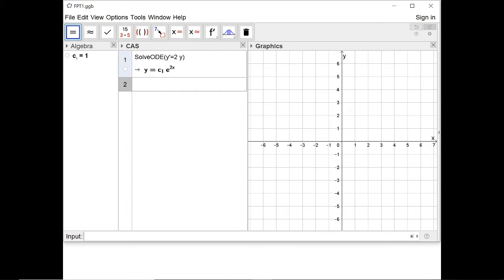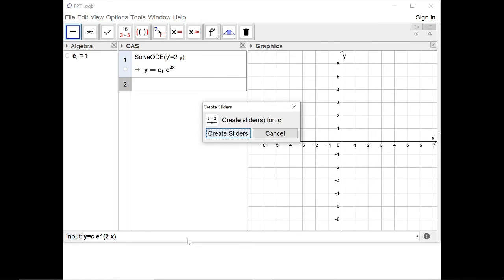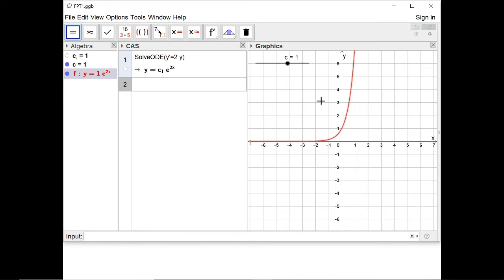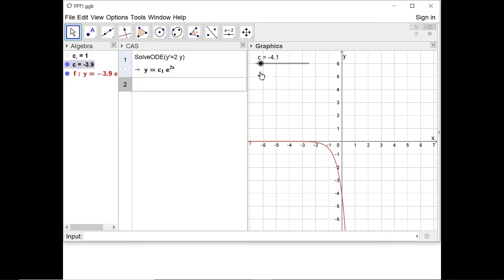So let me plot that in the graphics window. Y equals c times e to the 2 times x, and I've got it to give me a slider for c, and I can see now the family of solutions and start looking at what's common to all of them and what changes between them.